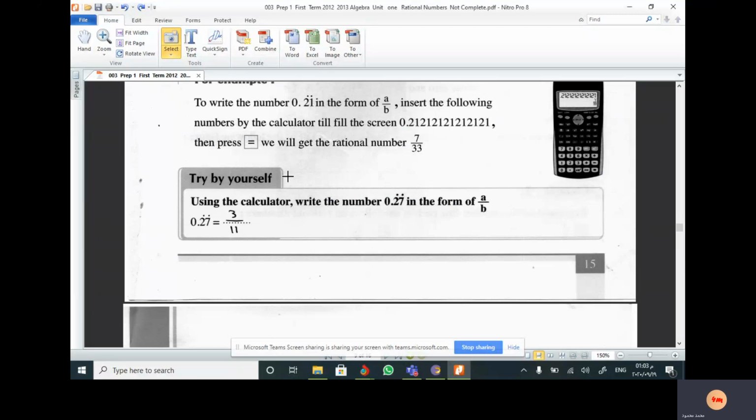You can change from a recurring decimal to a fraction or a rational number. You can enter it on the calculator. You will write 0.212121 a few more times. Then you will press equal. You will get the fraction. It will be 7 over 33. And here, if you write 0.272727, repeated a few more times, you will get the fraction.